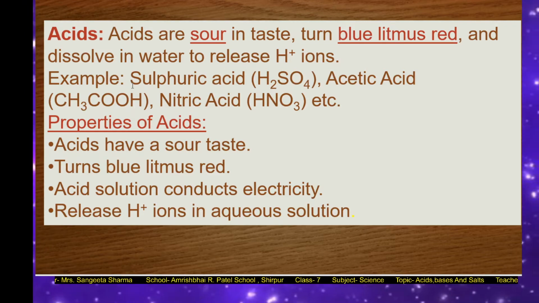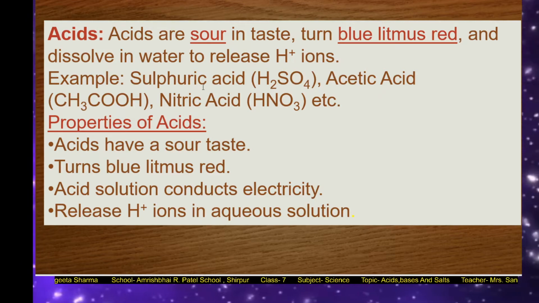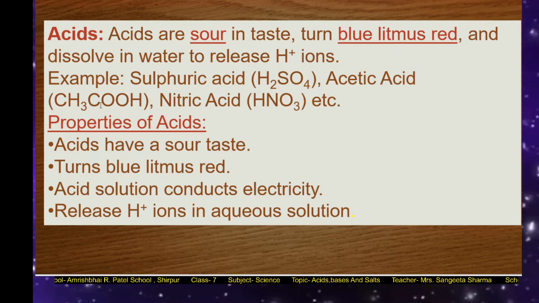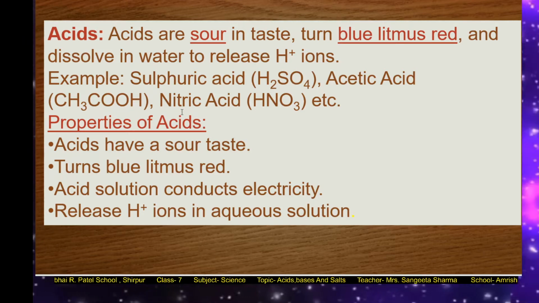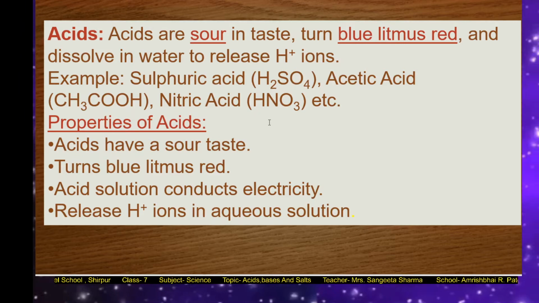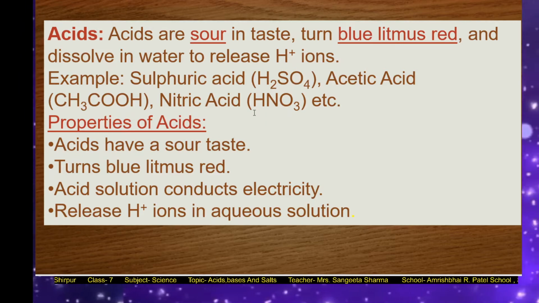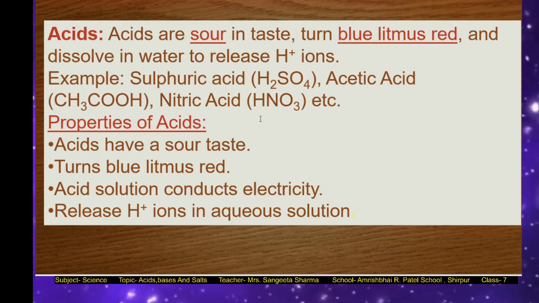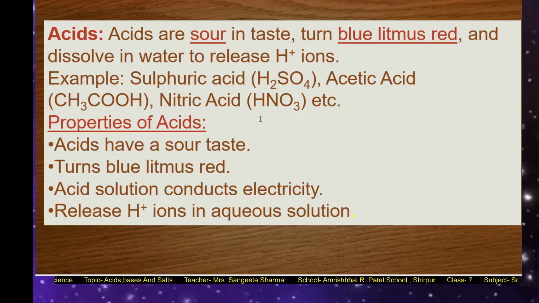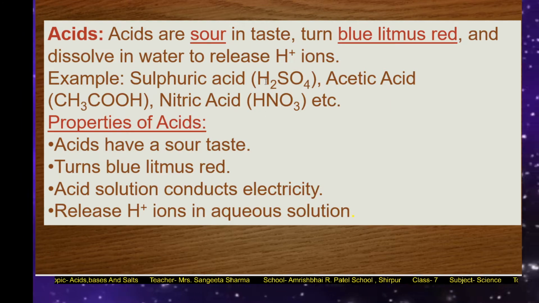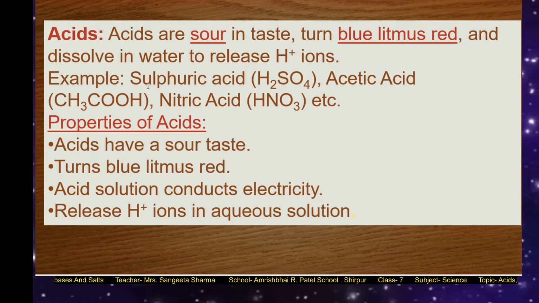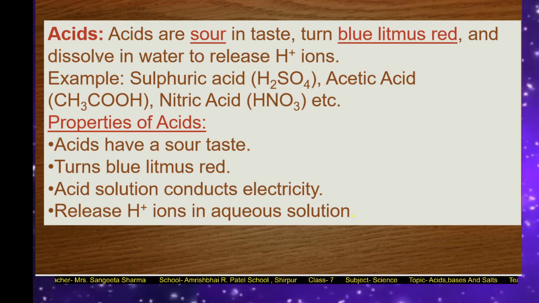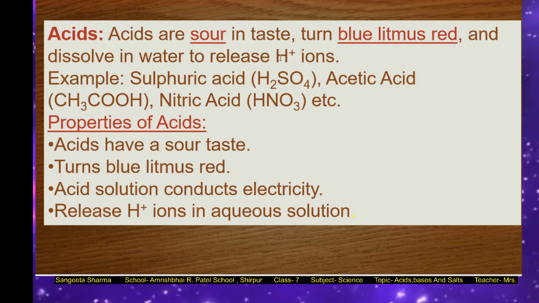Now you can see some examples of acids: sulfuric acid, H2SO4, acetic acid, CH3COOH, and nitric acid, HNO3. So, these are some examples of acids in which you can see that in all the acidic formulas, there is H present. Hydrogen is present in all the formulas. So, this hydrogen is released when the acid is dissolving in water in the form of H positive.